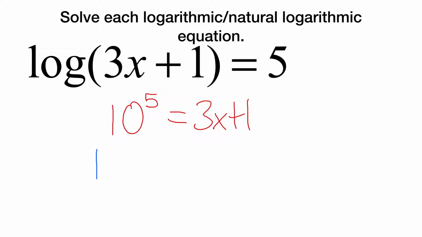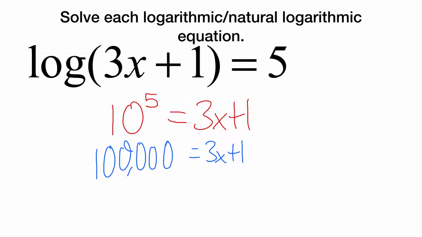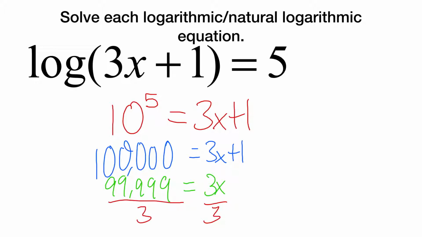So I just rewrite this as 1 and then 5 zeros. So 100,000 equals 3x plus 1. I would subtract 1. That means 99,999 equals 3x. And I have 99,999 problems. But this is not one of them because all I would have to do is divide by 3. Which means my final answer is just 33,333 is x. An easy, small number for all of us to use.